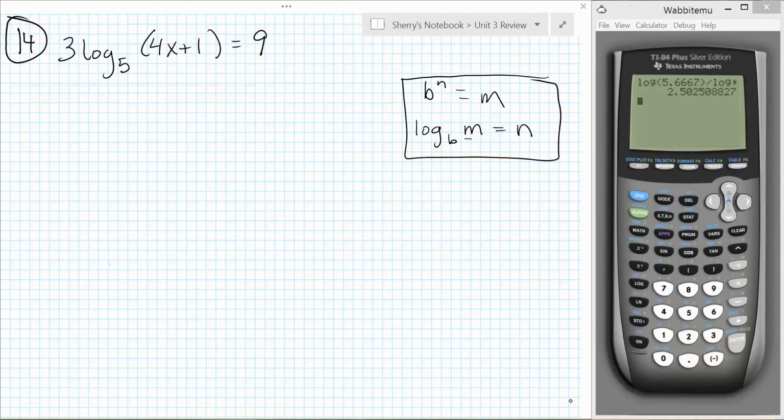In problem 14 on the review, this time we want to get this x value and figure out what x is. Right now the x is trapped inside a logarithm, and so in order to get it out we're going to need to change that logarithm to exponential form. However, if you notice from my definitions here of logs in exponential forms, there is nothing else going on.